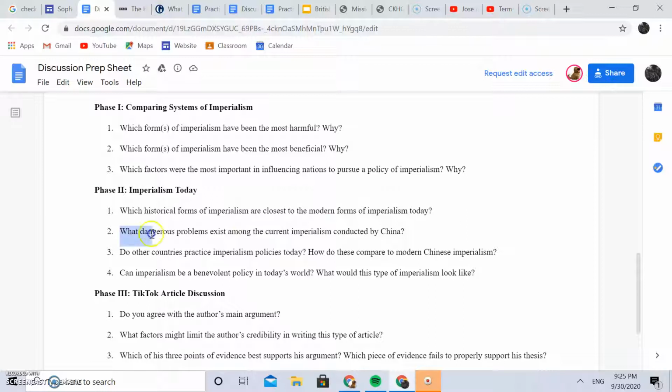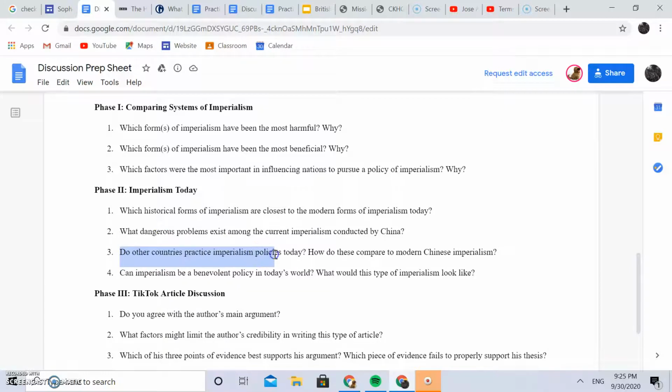And then, what dangerous problems exist among the current imperialistic policy conducted by China? That's a little bit of an easier question. I try to have a lot of questions per category and a lot of opportunity to answer the questions. You'll see the rubric, because they're required to do certain things per phase.